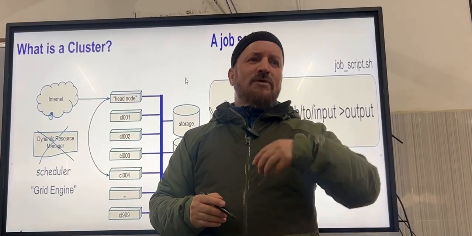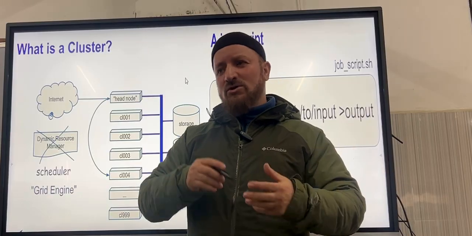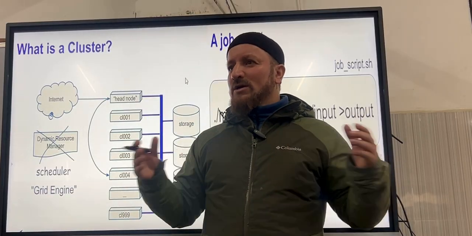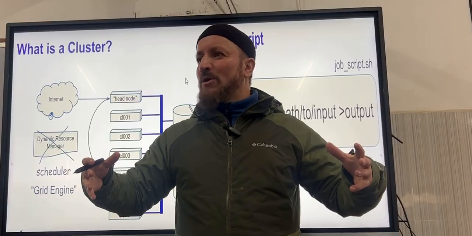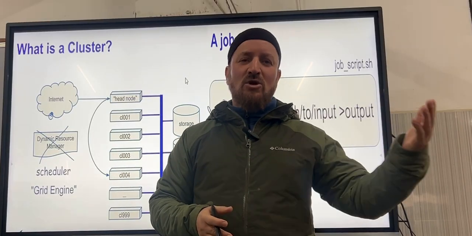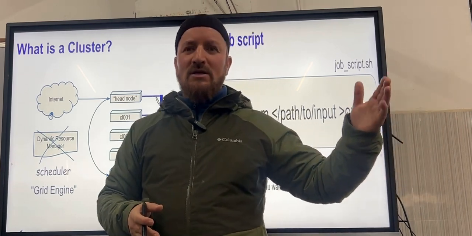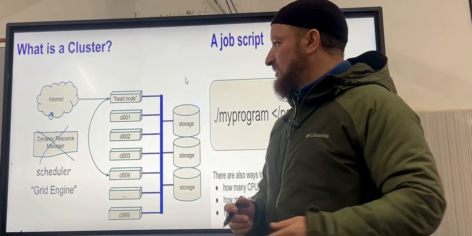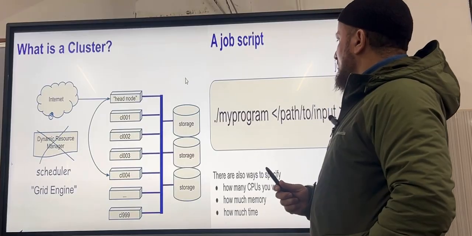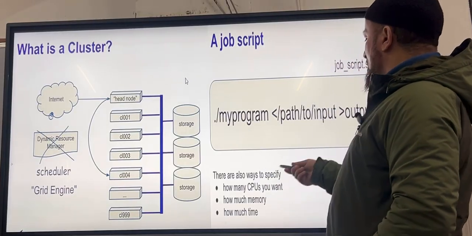Right? If a single processor was doing it, it would take a lot of time. So now we have multiple processors working together. It's sometimes also called parallel processing, but parallel processing is a different paradigm. It has slightly different technicalities. You got that? So this is the job script.